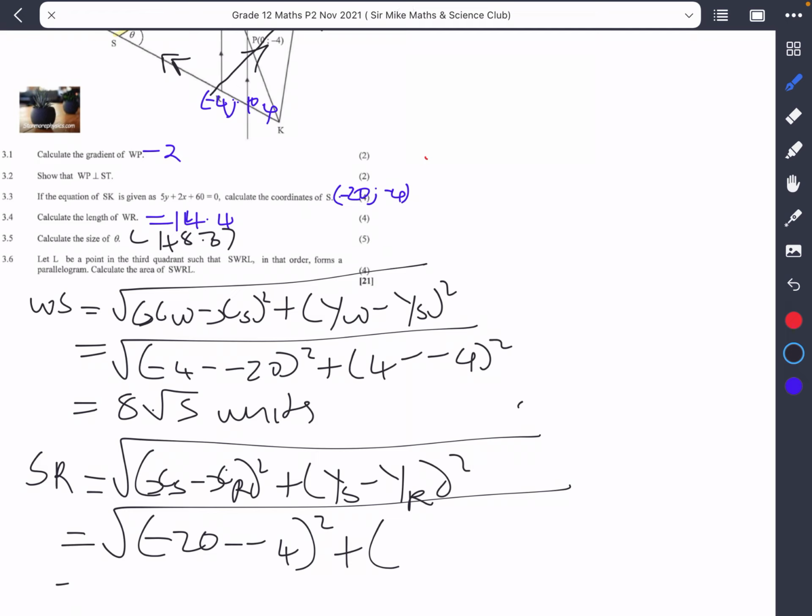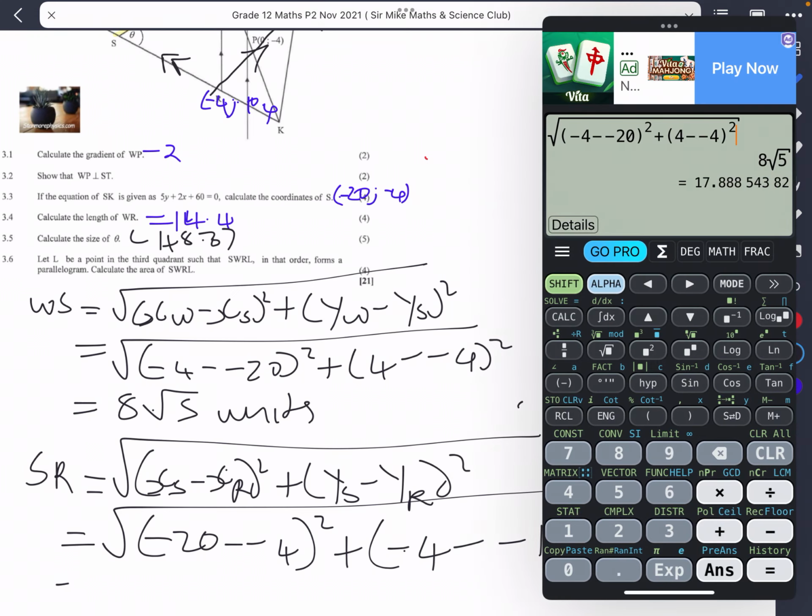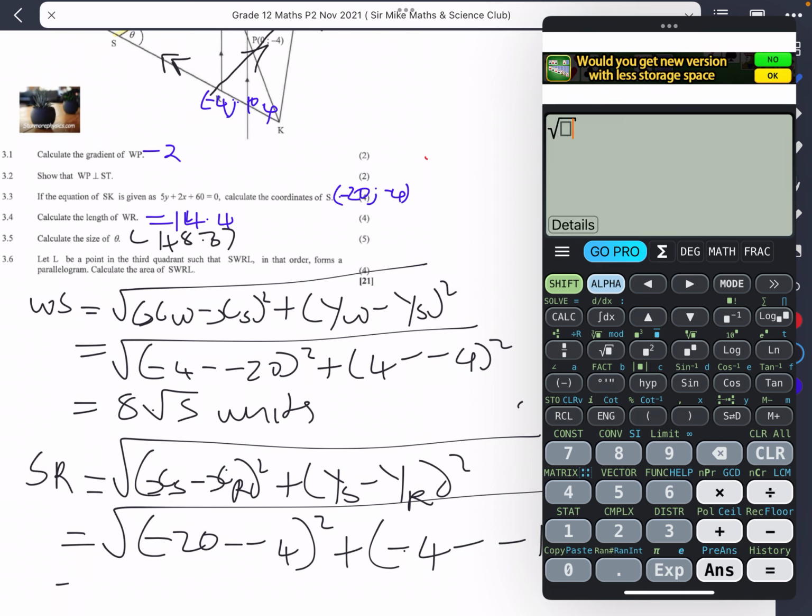We say that y at S, that was actually -4 minus what would be the y coordinate of course at that point R, we said that's -10.4. This would be minus 10.4. But we square that. So let's see the value that we're going to get there. So we have square root of -20 minus 4, we square that, plus we have -4 minus 10.4.